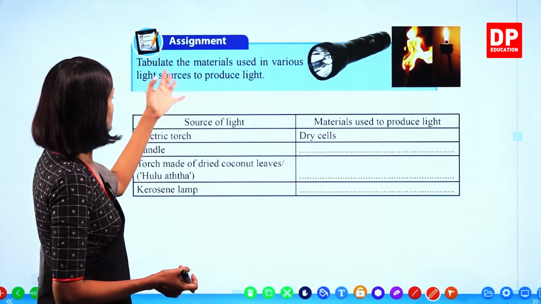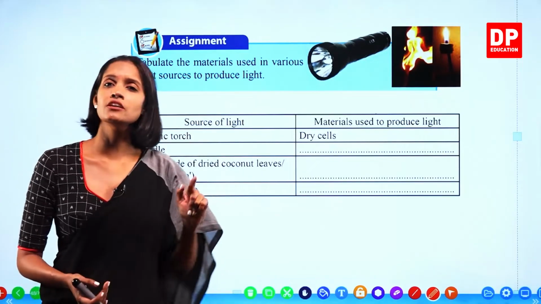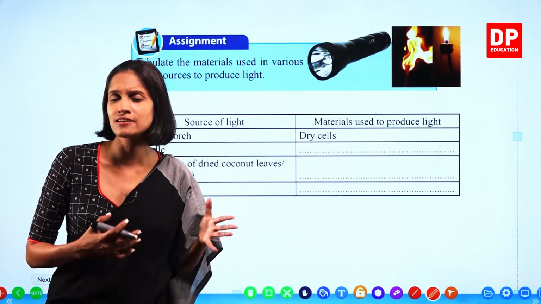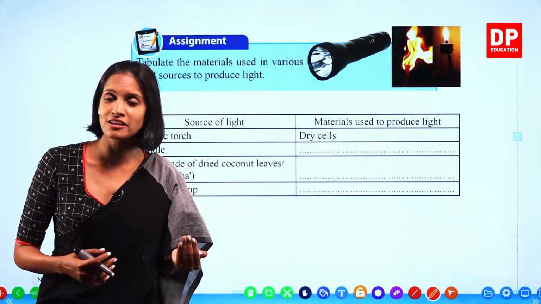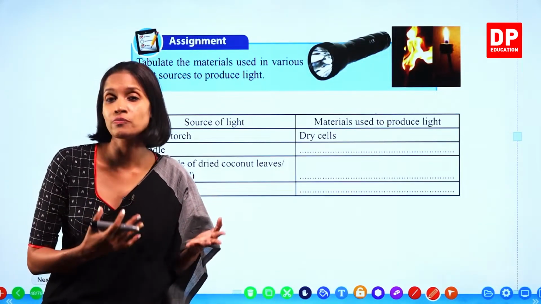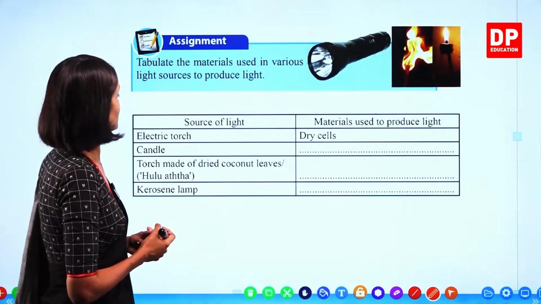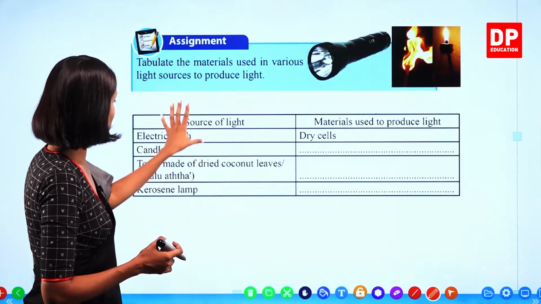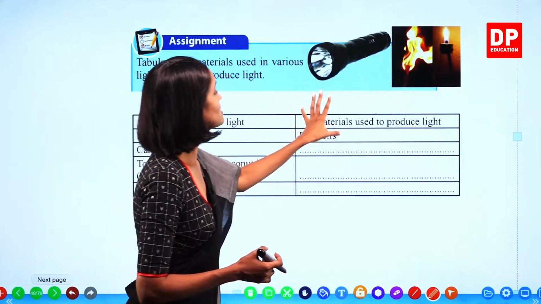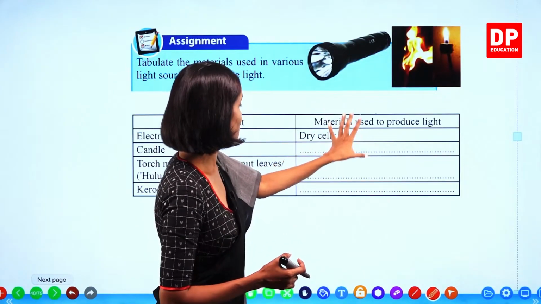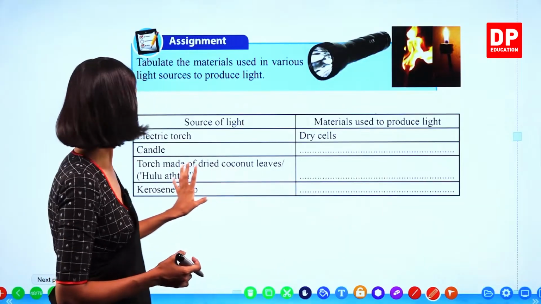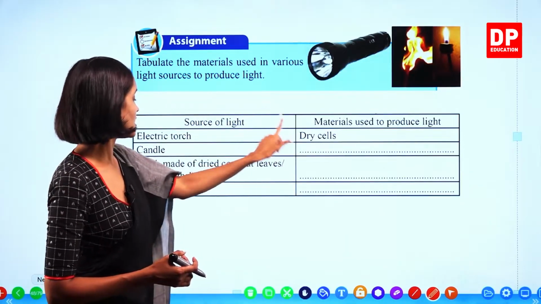Okay. So source of light. What is the meaning of source of light, children? Last year we learned this. Source of light means a thing or an object that produces light. Right children? The source of light is given in this column and materials used to produce light is given in the other column. So the first one is done here.